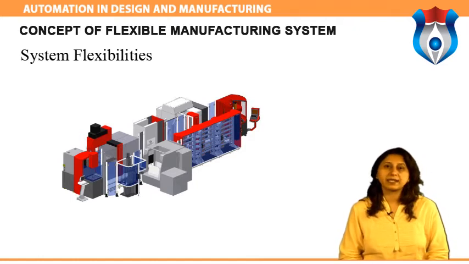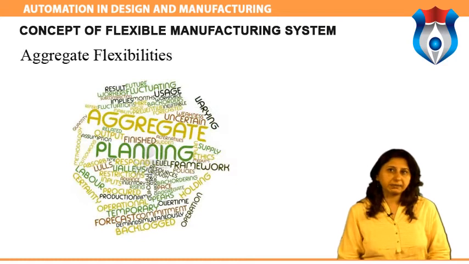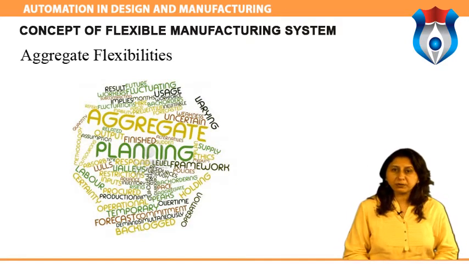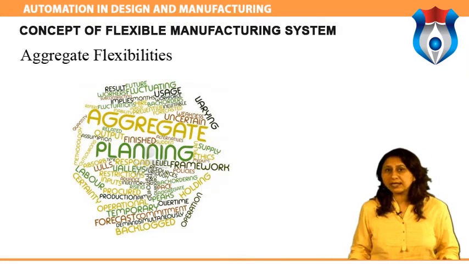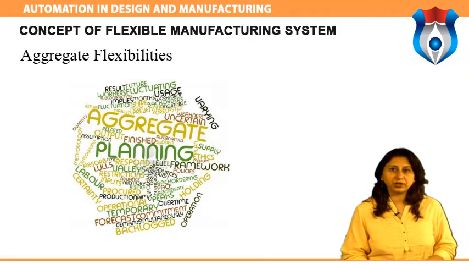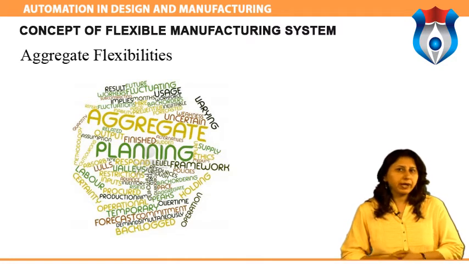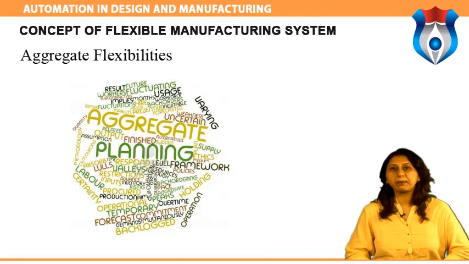Product flexibility, the volume of the set of part types that can be manufactured in a system with minor setup. Aggregate flexibilities: program flexibility, the ability of a system to run for reasonably long periods without external intervention. Market flexibility, the ability of a system to efficiently adapt to changing market conditions.